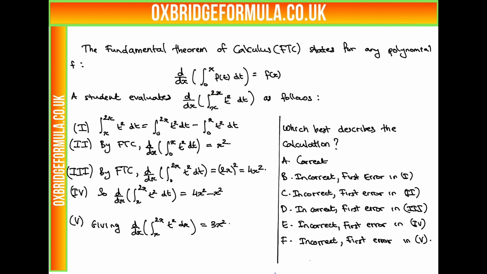Then we're told that a student is trying to calculate what this is. This is slightly different from the fundamental theorem of calculus because we've got the integral from x to 2x of t squared dt. We're given a bunch of steps that the student took, and we want to figure out whether his calculation is correct or incorrect, and if it is incorrect, where the first mistake happens. So I think the strategy here would be to look at each step one by one and check whether each of them is correct.